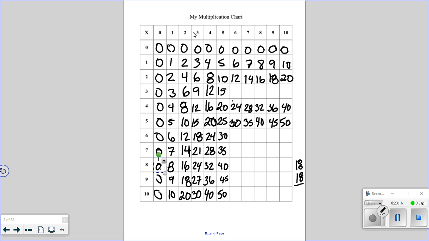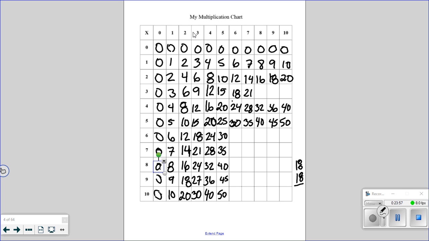Emma? 18. Plus another group of 3. Avery? Not 26. We're at 18 plus another group of 3. Nope. 18 plus one group of 3. 21. 21. There you go. Way to stick with it. 21 plus another group of 3.